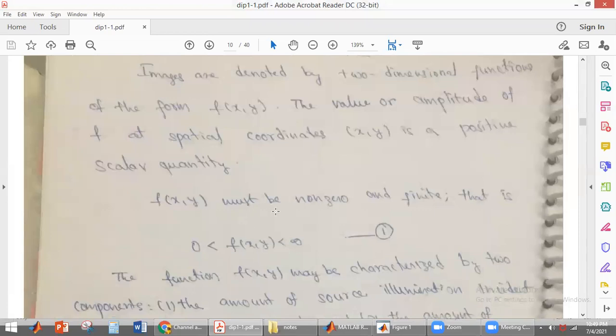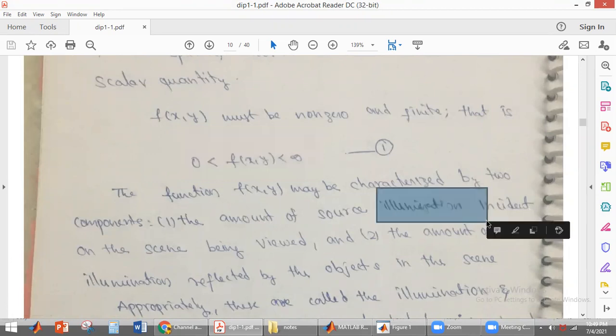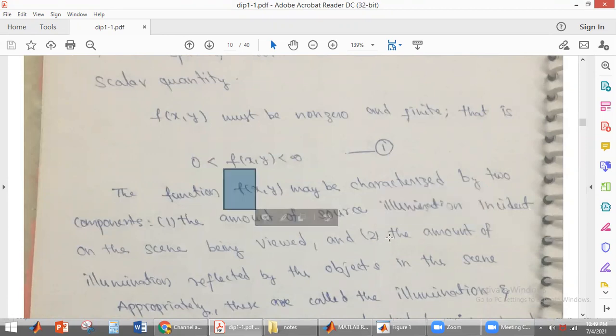And f(x, y) must be non-zero and finite. That is why the f(x, y) value ranges from 0 to infinity. The function f(x, y) may be characterized by two components. The first component is the amount of source illumination incident on the screen being viewed. How much illumination is incident on the screen, and how much illumination is reflected by the object in the screen, will also be characterized by f.